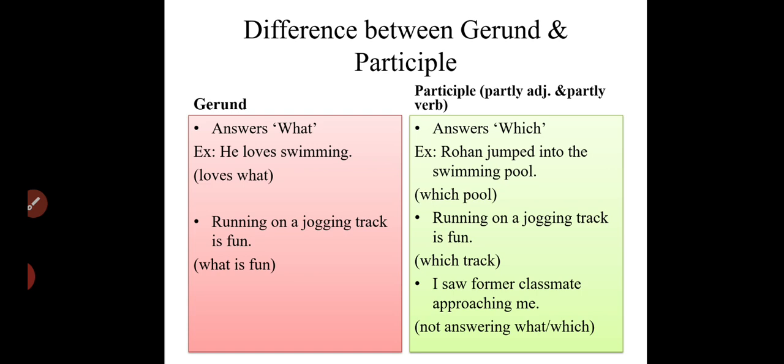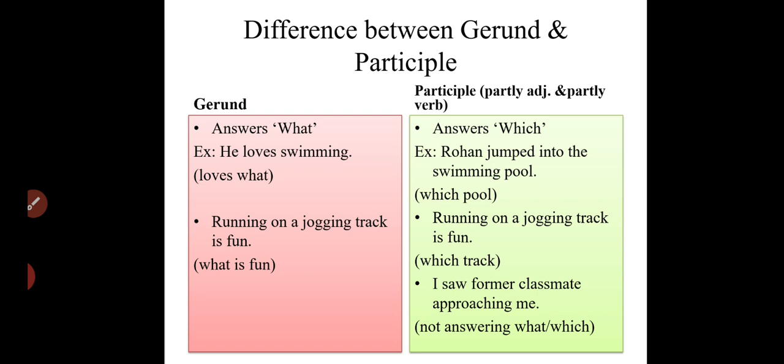We know that gerund is used as a noun and the participle is used as an adjective or sometimes as an adverb or simply as a verb. So gerund would always answer the question what. It will answer what. For example, he loves swimming. What does he love? He loves swimming. And on the other side, participle will answer the question which. Rohan jumped into the swimming pool. Which pool? Swimming pool.